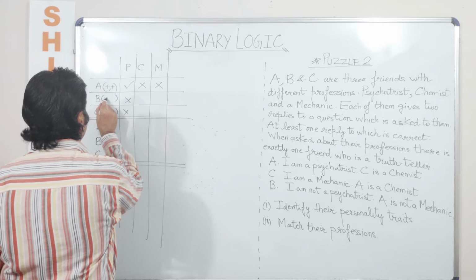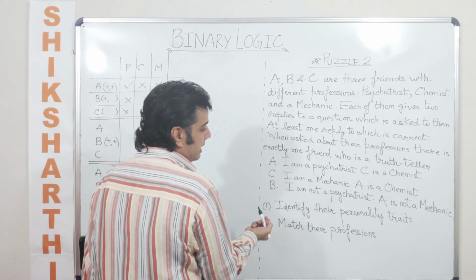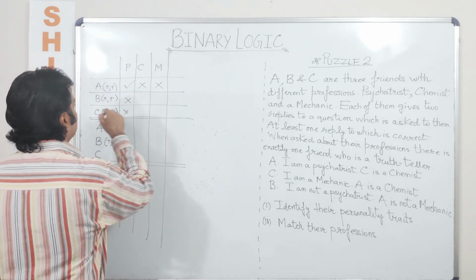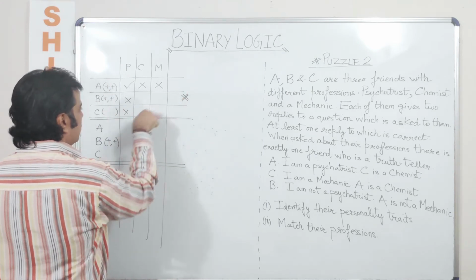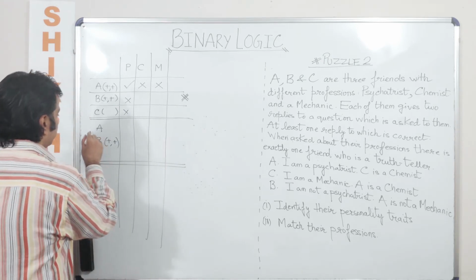So in this case the first statement would be correct for B, and the second statement which B is making here, A is not a mechanic, is also correct. We will not consider this case. This case is rejected. This double crosses, we are not considering this case at all because they cannot be two truth tellers at the same time.